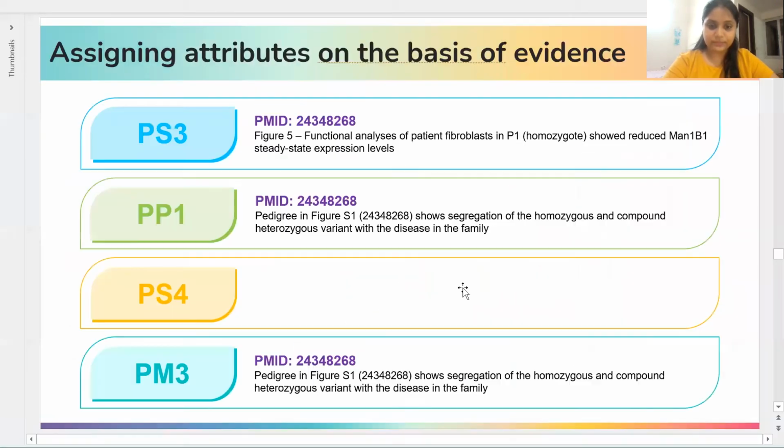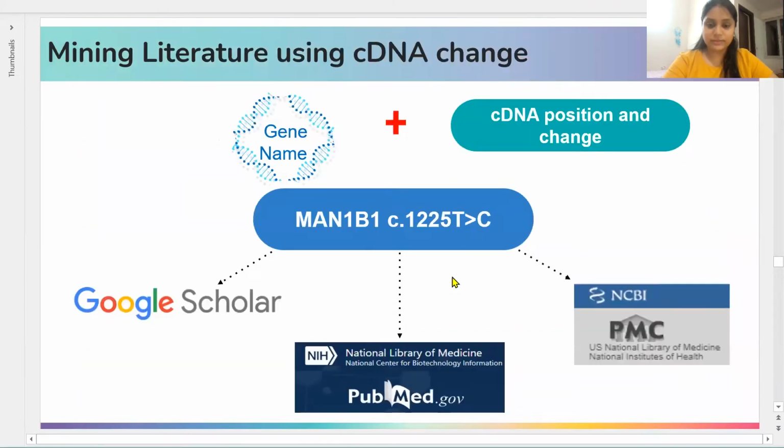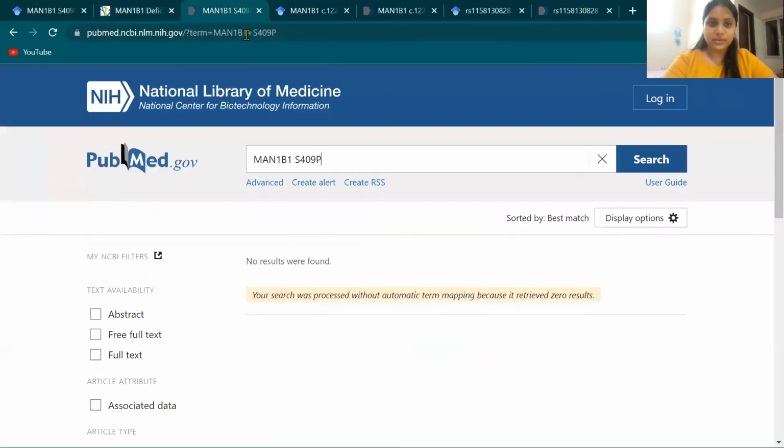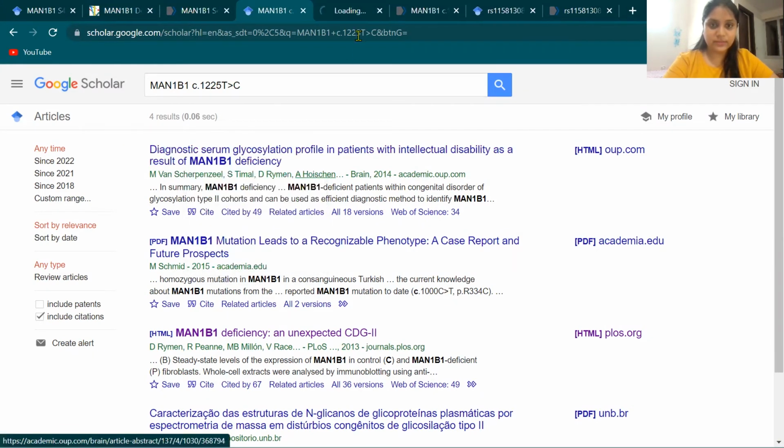So we have given PS3 to this particular variant, we have given PP1, and we have given PM3 according to this study that we were reading right now. Now let us do further literature survey using the cDNA change. When I put in the protein change in PubMed, there were no results. But when I put in the cDNA change in Google Scholar, I found 4 results, from which this is the first paper.